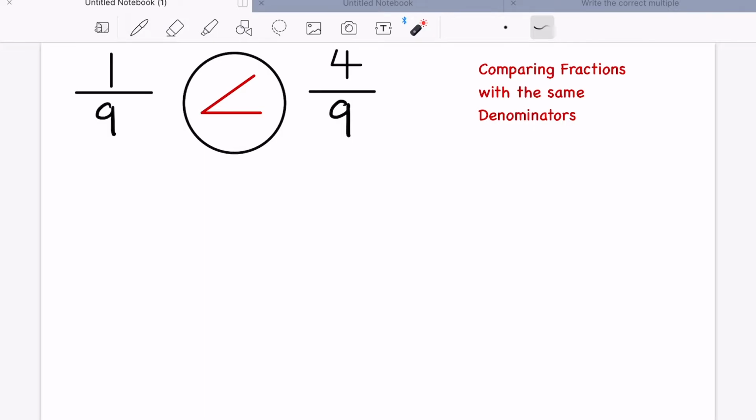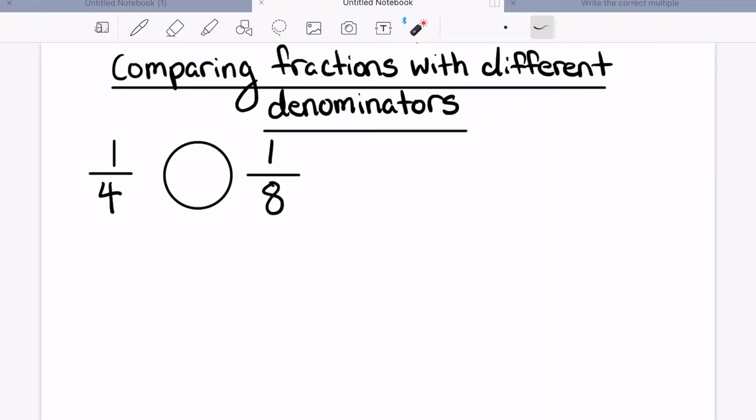Then the next day, or yesterday, we learned comparing fractions with different denominators. So, again, we have to look at the denominators to see if they're the same. 4 and 8. They are not the same, right? So we have to turn 4 into 8. So let's turn 1/4 into something eighths. How do we do that?